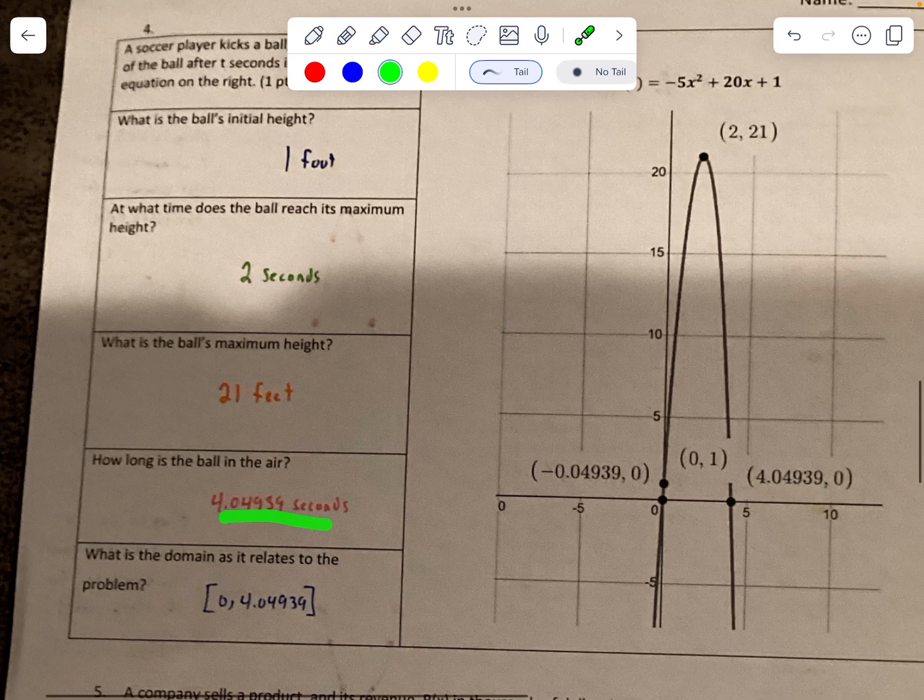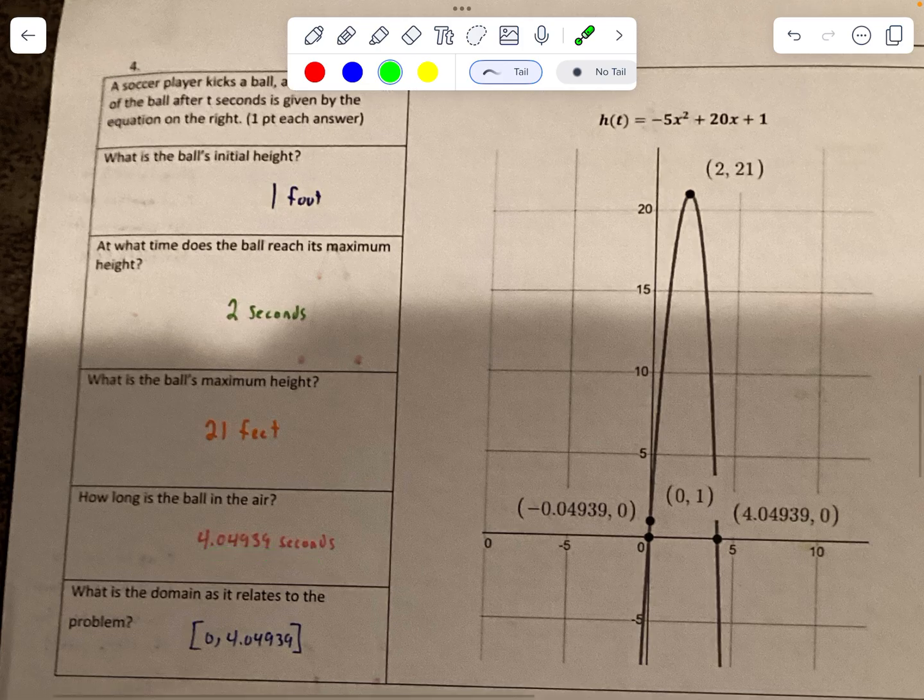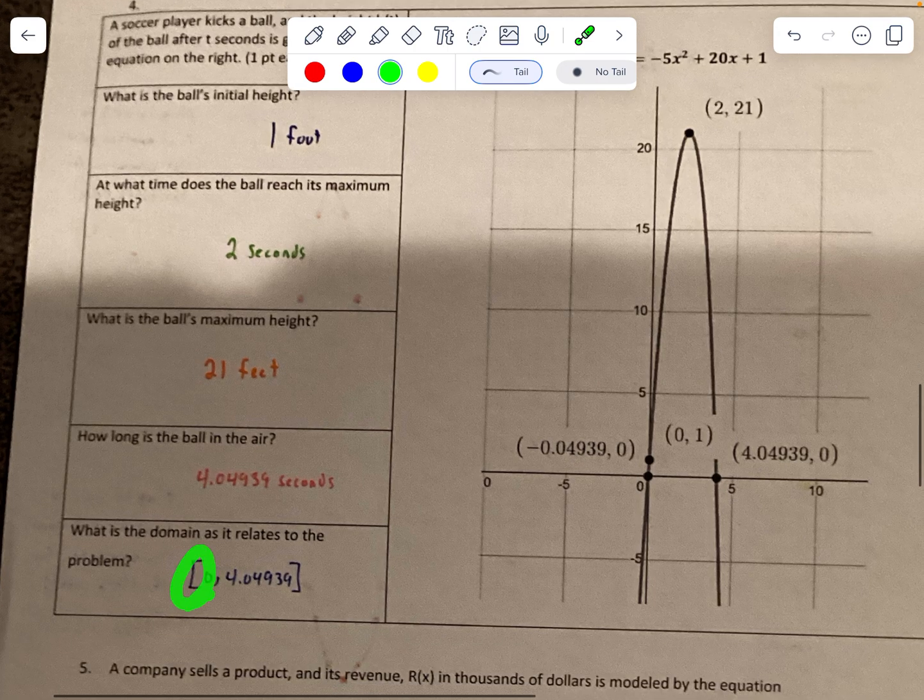And the domain as it relates to the problem, well, that just means the total time interval that the ball was in the air, and that will be from t equals 0 until the ball hits the ground at t equals 4.04939. No reason to round this number since we can just see it right there. You can just write it all.